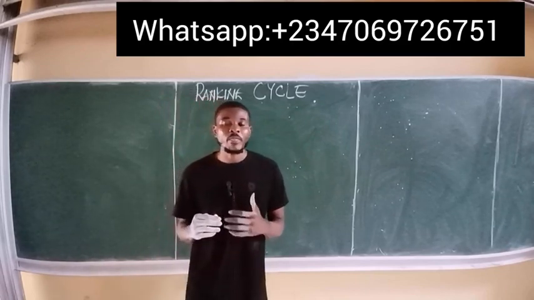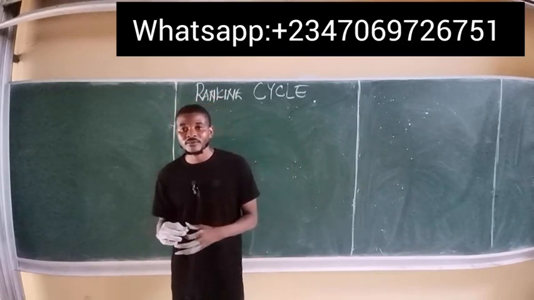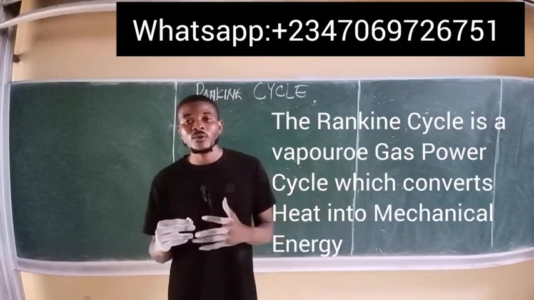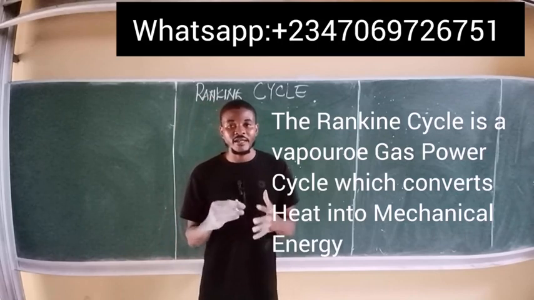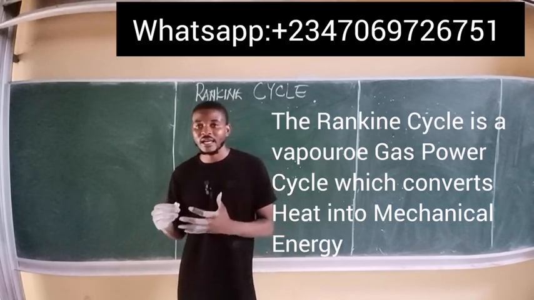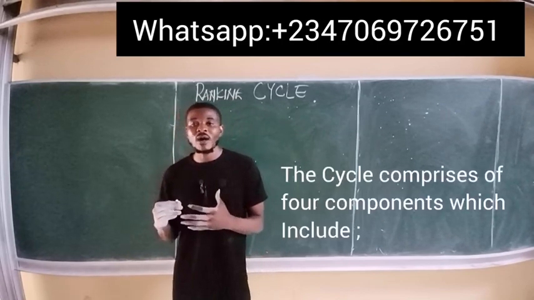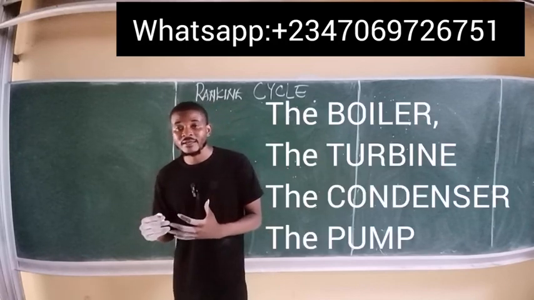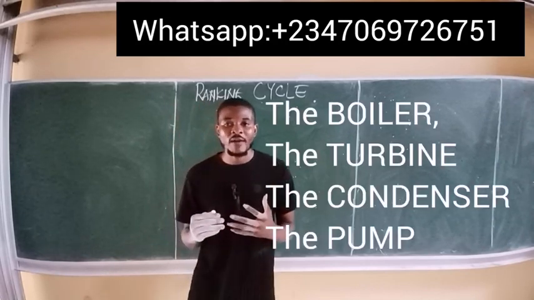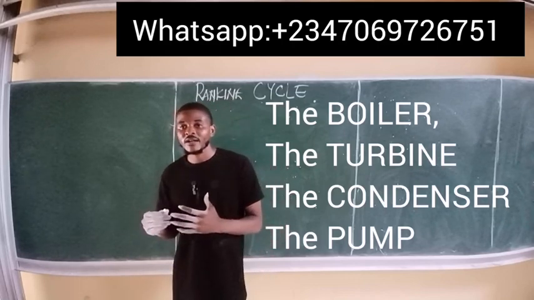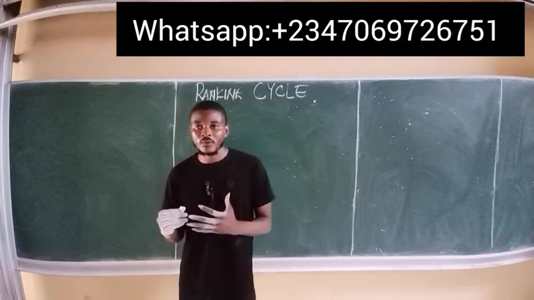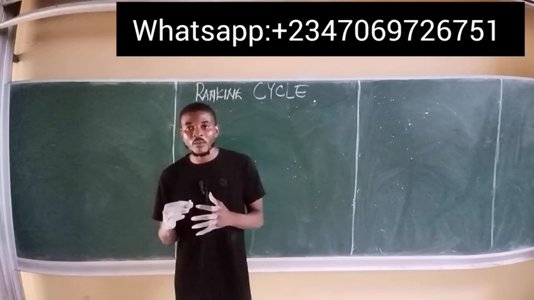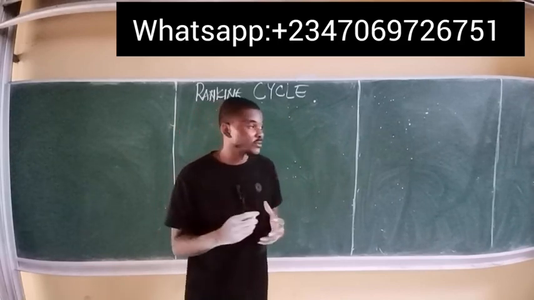Okay, first of all, what is the Rankine cycle? The Rankine cycle is simply a vapor power cycle which converts heat into mechanical energy. So the cycle actually comprises four different components. We have the boiler, the turbine, the condenser, and then the pump or the compressor. So let's take a look at how these components are combined to form this cycle.